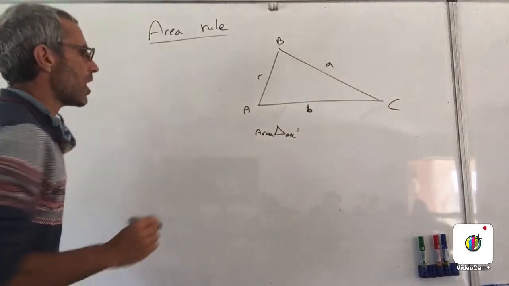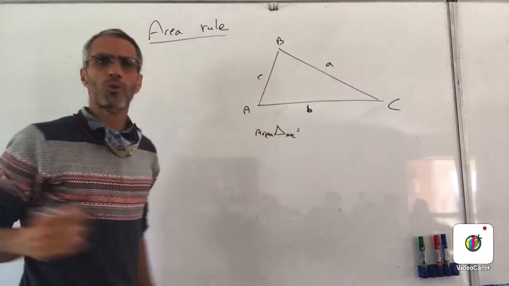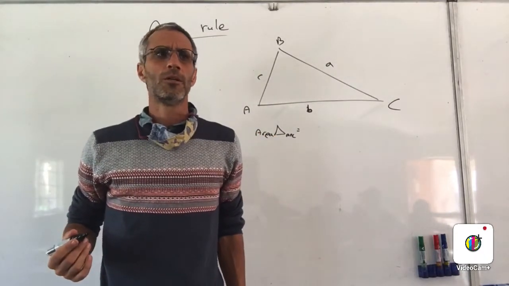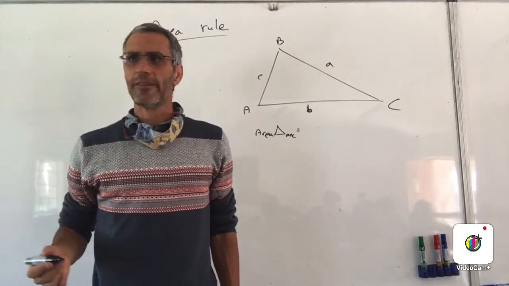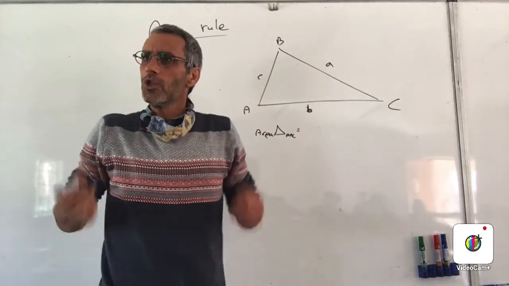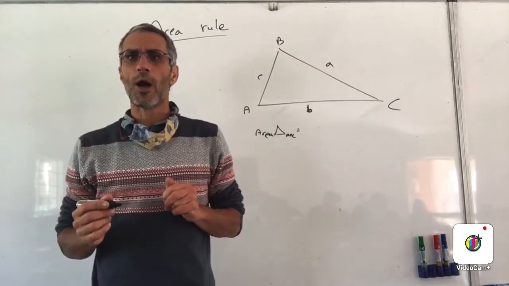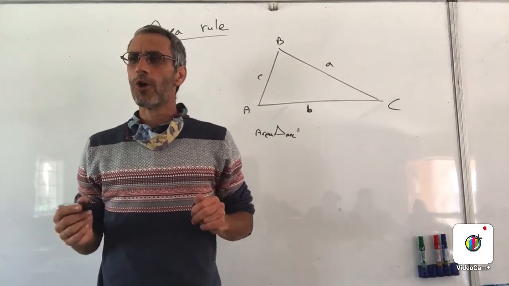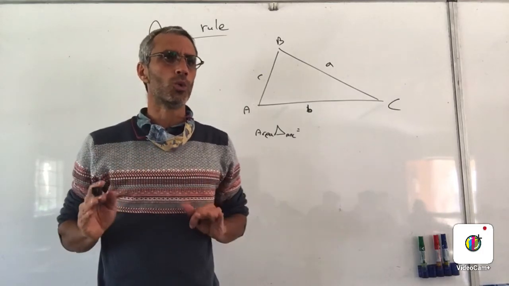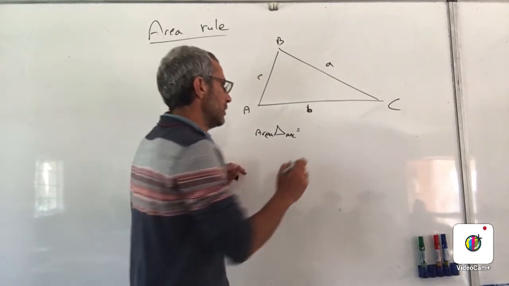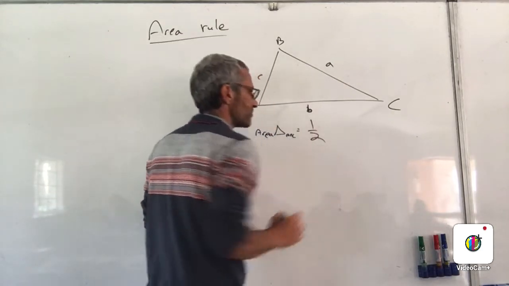Now, how do we calculate the area of a triangle? How do we normally calculate the area of a triangle? Half times base times height, but I don't even have a height. So this rule allows you to calculate the area of a triangle even if you don't know the height, which is fine. So it starts the same with a half.